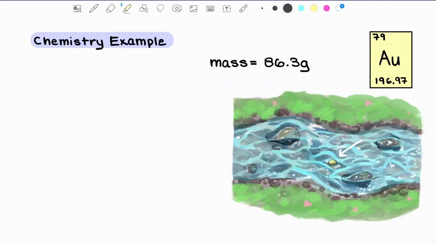Let's say that it's a hot summer's day and we're walking by this beautiful stream when we see a nugget of gold glistening in the water. We take it out and we put it on our scale, and its mass is 86.3 grams. But we want to know, how many moles of gold did we get?